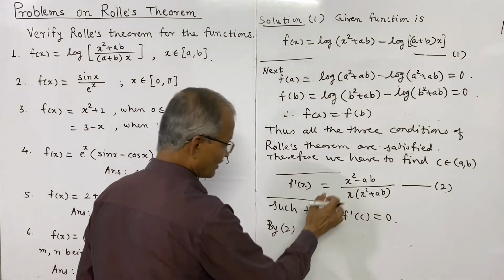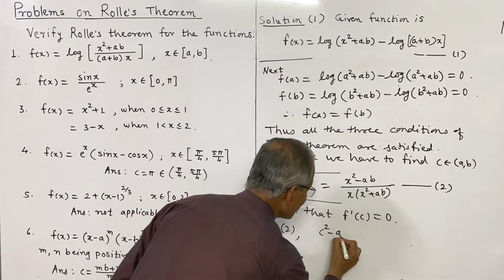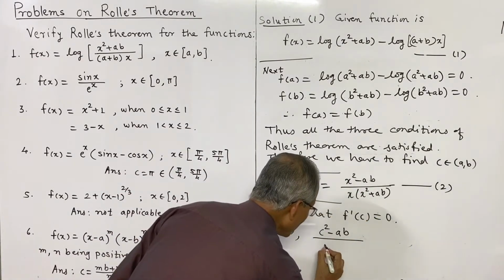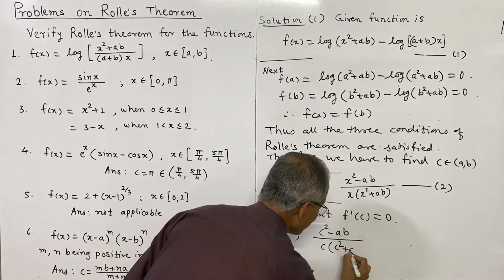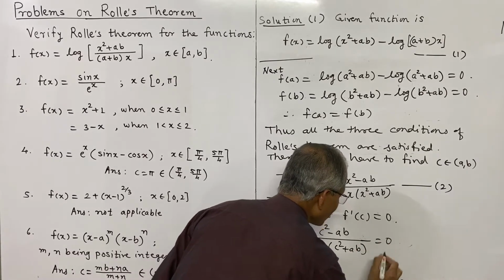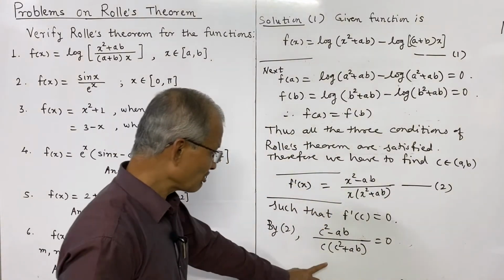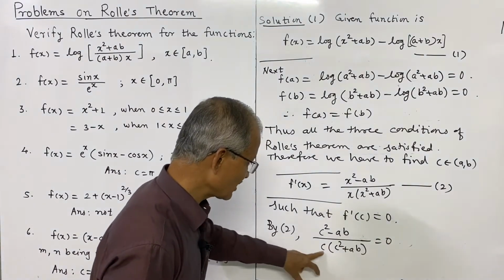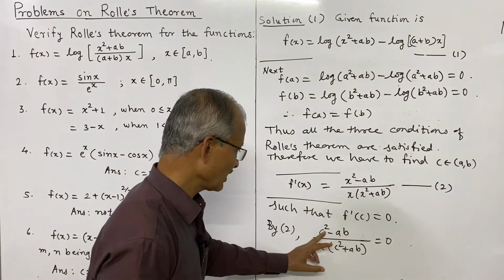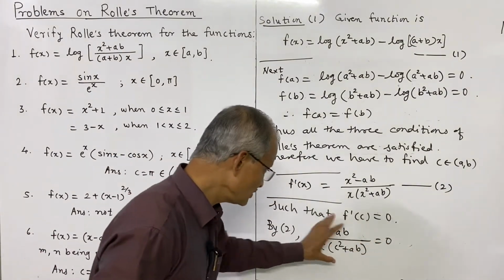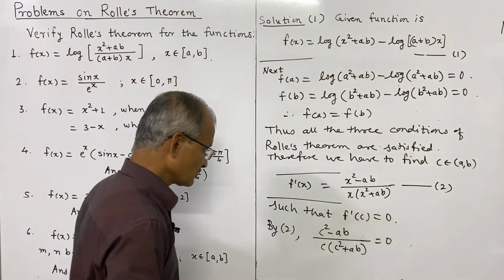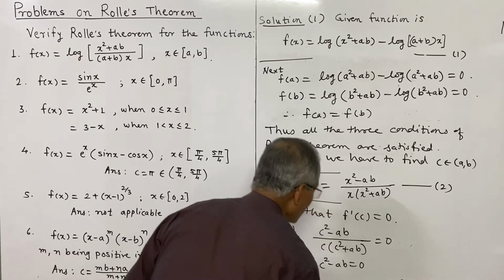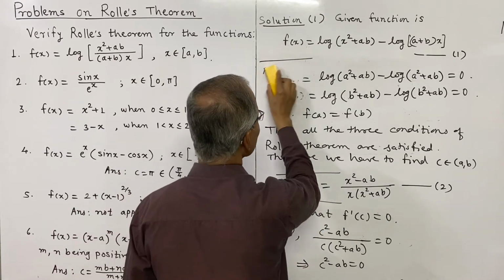Replace x by c, that will be c square minus ab divided by, in place of x we have to write c into c square plus ab, and that is equal to 0. So c is non-zero, and therefore this is a non-zero quantity, and if you multiply both sides by this denominator, then we shall get c square minus ab is 0. So this is 0 means the numerator must be 0. So this implies c square minus ab is equal to 0.